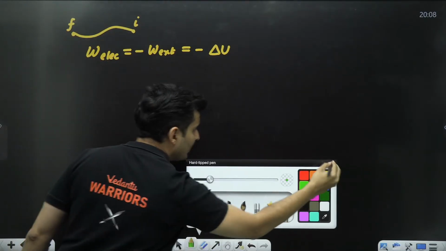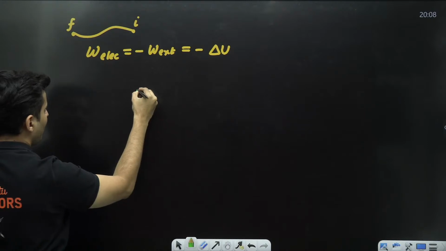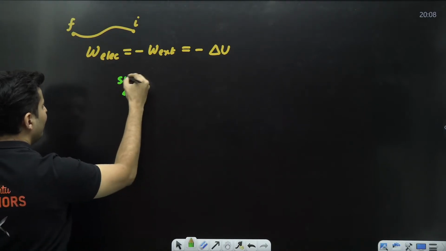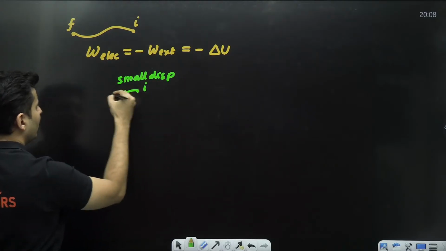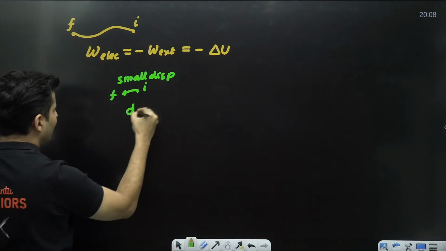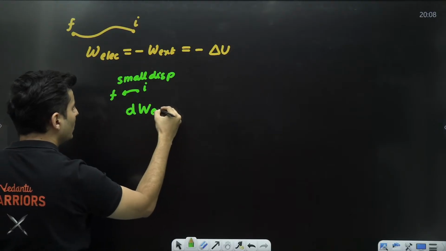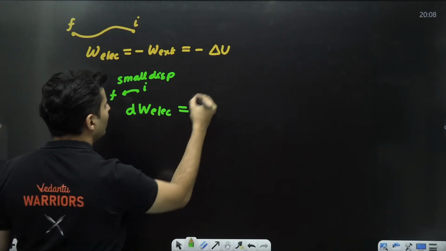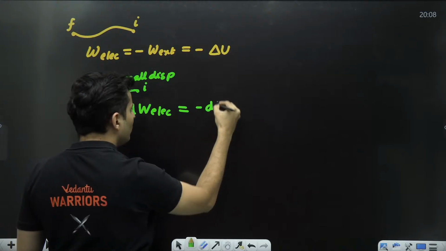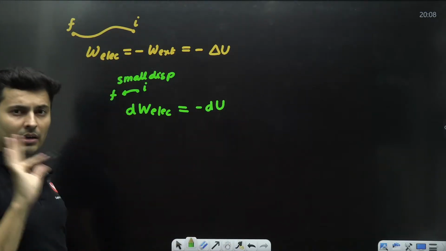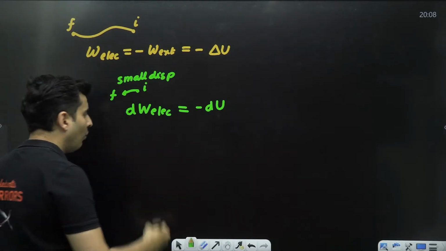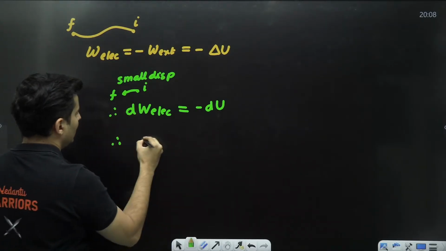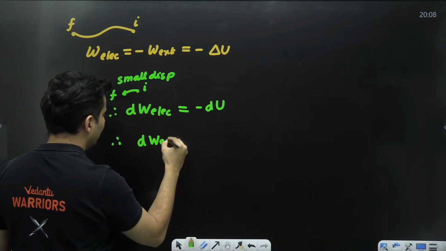Imagine the distance separated is very, very small. So I just move a very, very small displacement from here to here. The work done by the electric field will be dW, and this change will be dU. This change will be nothing but dU. Everybody agrees with this? Everybody? Okay.